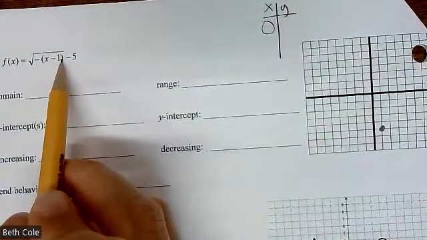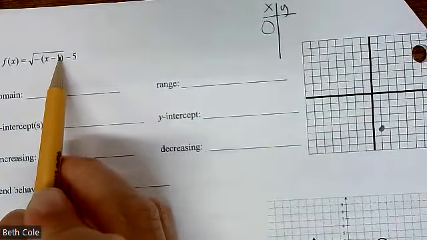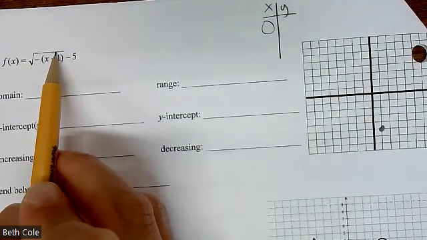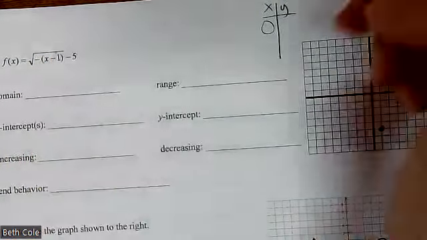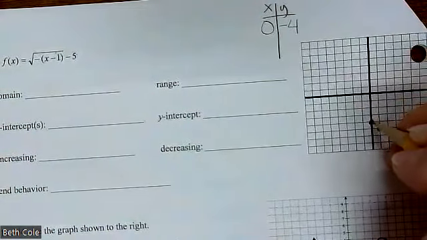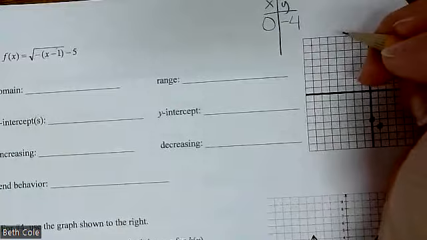0 minus 1. -1, but it's -1, so it's +1. Very good. Square root of 1 is 1, minus 5 is -4. So 0, -4. And then, yes, I will do -3.